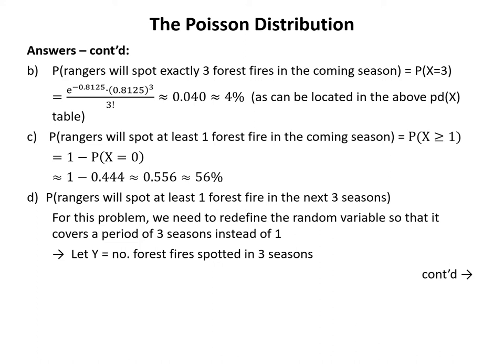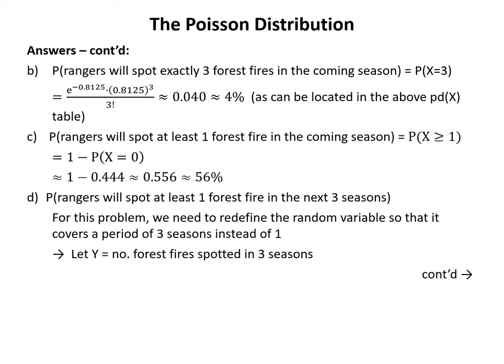Now we can start to answer the rest of the parts of this question. So the answer for part B, the probability that the rangers will spot exactly 3 forest fires in the coming season, is simply equal to the probability that X equals 3. So we just plug 3 into the equation and we get 0.040, which you can also locate once you've completed the PDX table. You don't need to do any more calculation. You would be able to just find that number. And so the answer is 0.040, which rounds to the nearest percent.